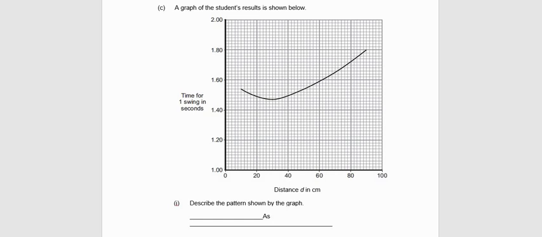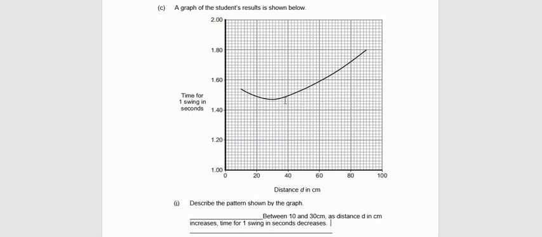How I would answer this, I'd say as whatever appears on the x-axis increases, and then I describe what happens to the y-axis. So we'll start off describing the first part of this graph. Use numbers that have been given to you. You don't always have to do this, but it's a good habit to be in. So between 10 and 30 centimeters, as distance d in centimeters increases, time for 1 swing in seconds decreases. That's us describing this part of the graph here.